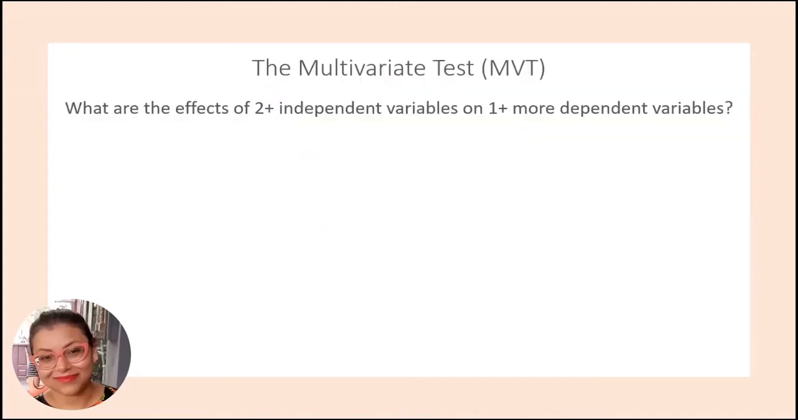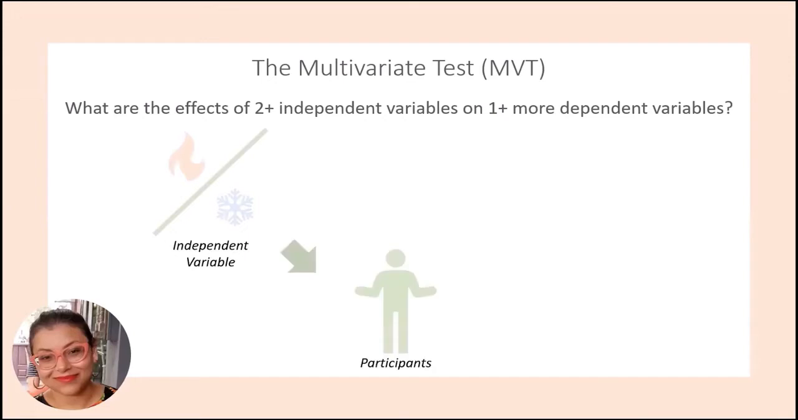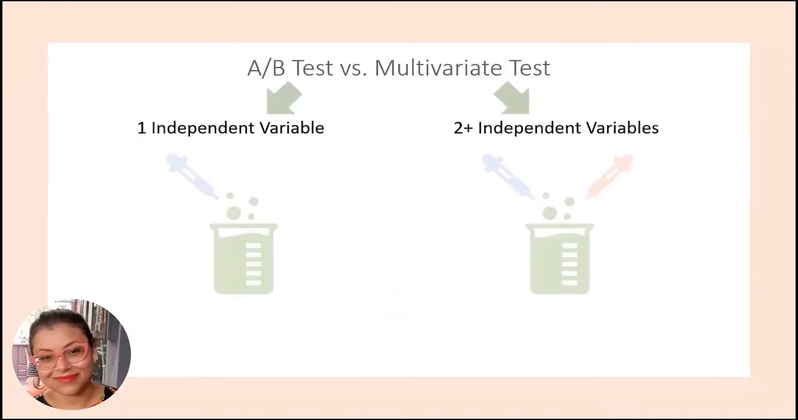So a multivariate test is an experimental design that allows the researcher to investigate the effects of two or more independent variables on one or more dependent variables. The independent variable is the thing that you're changing, and your dependent variable is the thing you're expecting to be impacted due to that change. So with an A/B test, you have one independent variable, but with a multivariate test, you have two or more independent variables, and that is the main difference. A multivariate test is sort of like a fancy A/B test in the same way that a Monte Cristo sandwich is like a fancy ham and cheese sandwich.